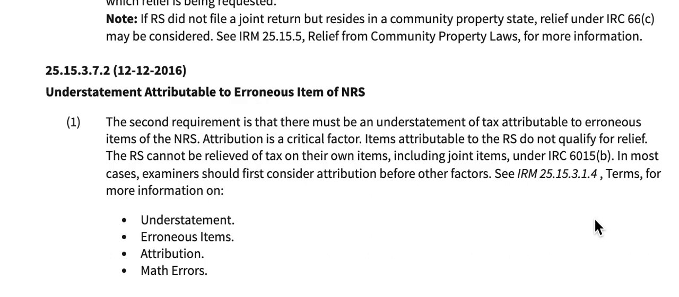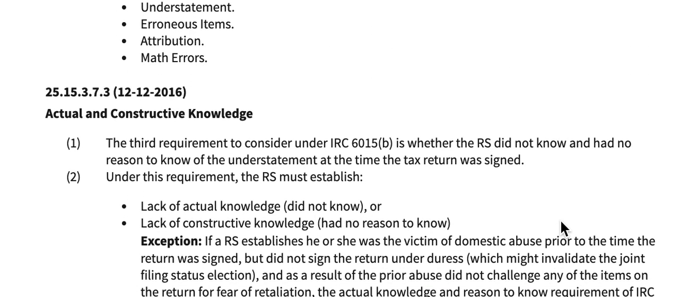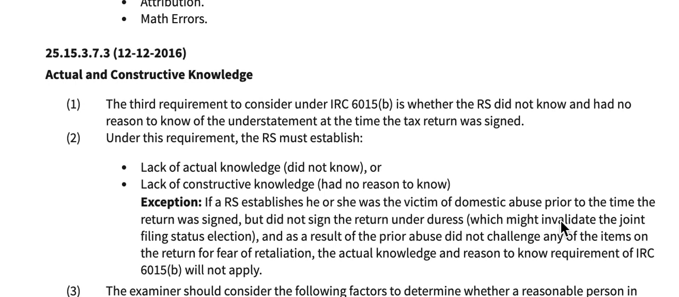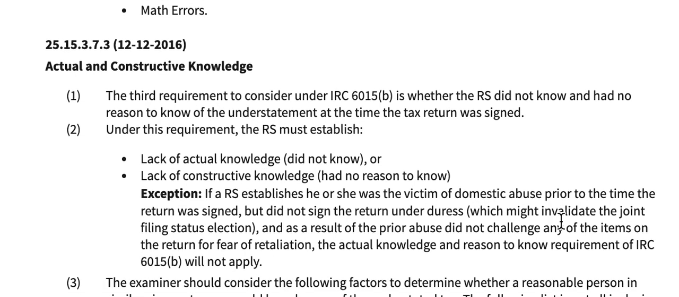So one of the ways that the IRS makes a determination on the involvement of the requesting spouse is whether or not the requesting spouse had actual or constructive knowledge of the understatement when the tax return was signed. So lack of actual knowledge would mean that the spouse did not know, and they also have to demonstrate a lack of constructive knowledge. They didn't have a reason to know.